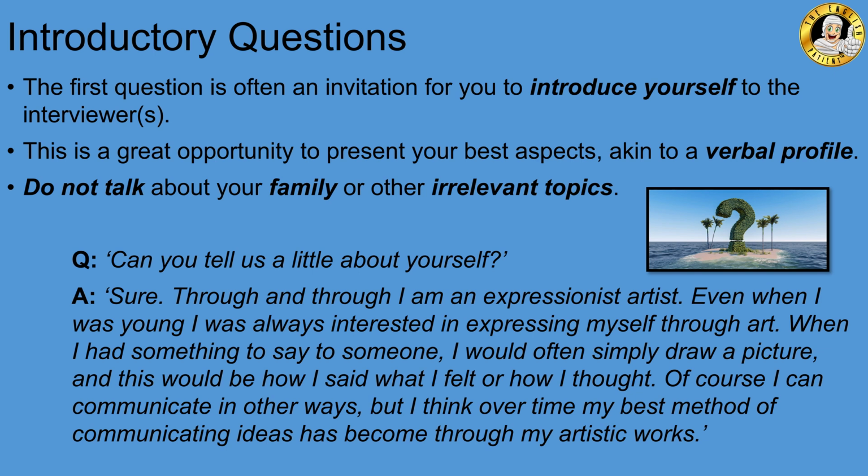So let's take a look at the structure here. We have the subject, in this case, the topic is I, and often the topic will be I, unless the question is about a particular topic. So here the topic is I, and the main idea is that I'm an expressionist artist. The interviewee then goes on to support that idea by way of talking about an example or examples, in this case, of when she was young and how she would express herself by drawing pictures when she felt a certain way or drawing pictures to show what she or he thought.